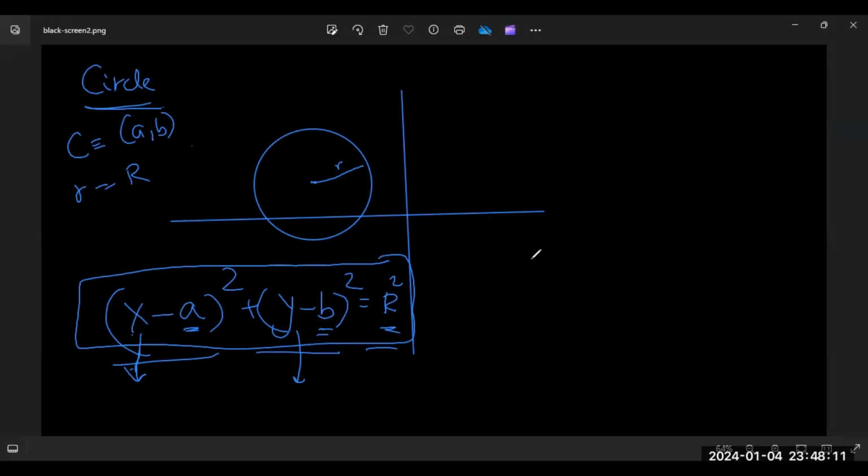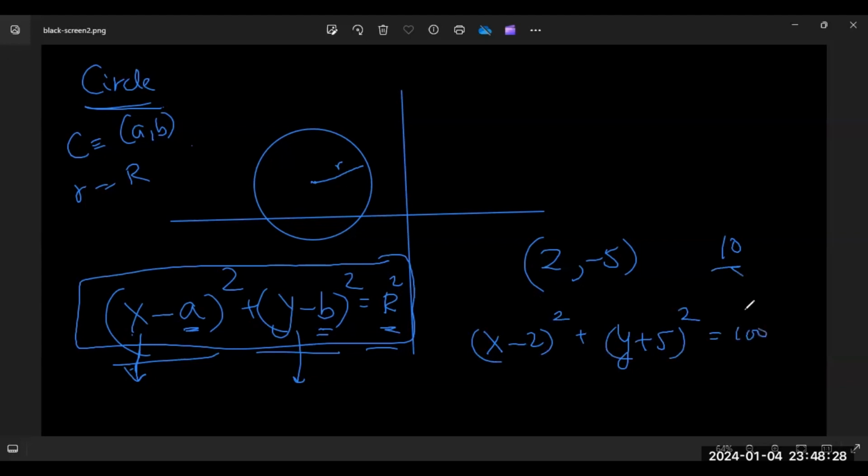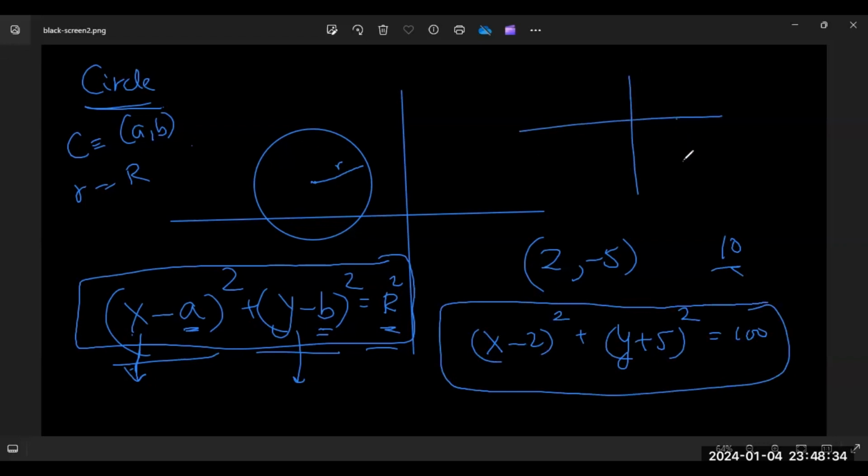So for example, if you want to create a circle with 2 comma minus 5 as the center and 10 as the radius, how will I write the equation? X minus 2 square plus y minus minus 5, which becomes y plus 5 square, equals 10 square, which is 100. This is the way a circle will be represented: center 2 comma minus 5 with a radius of 10.